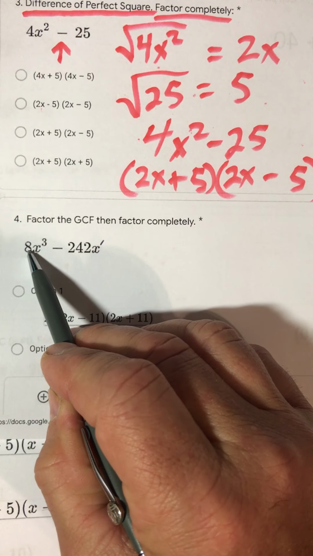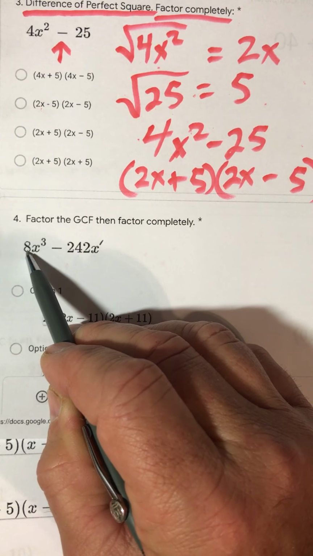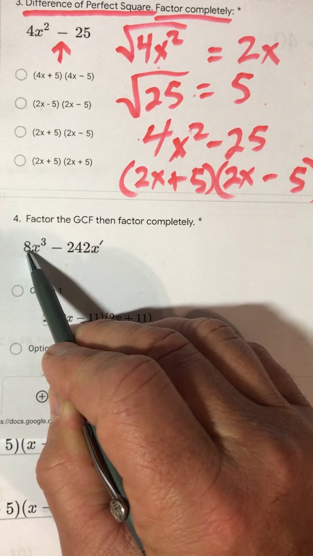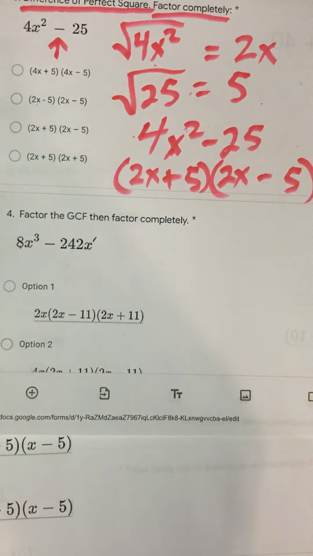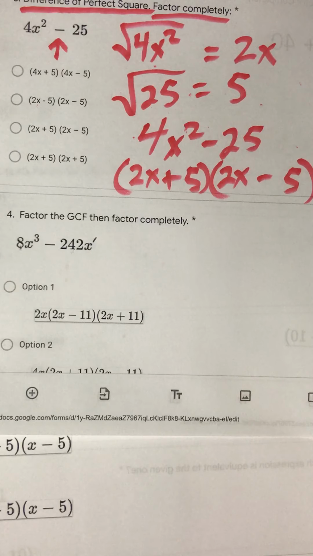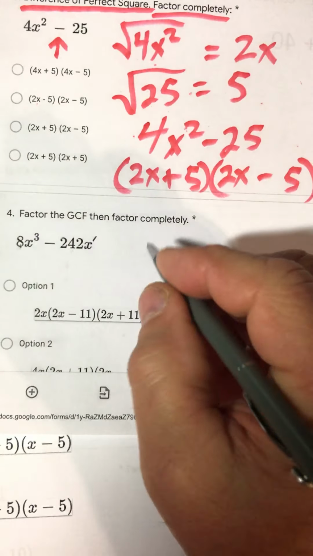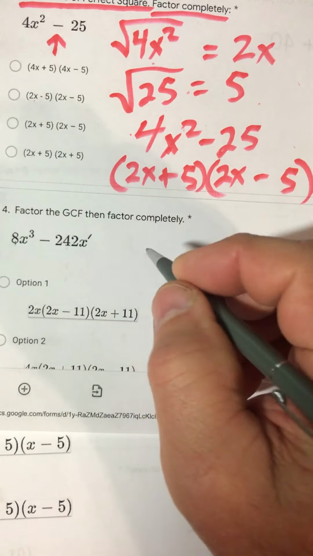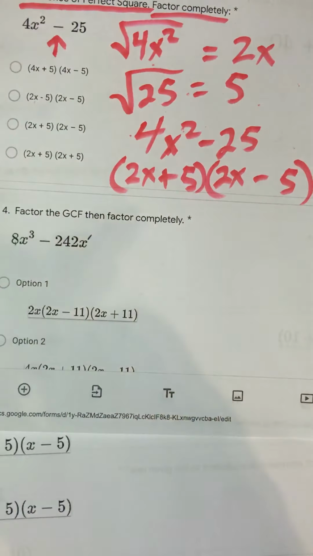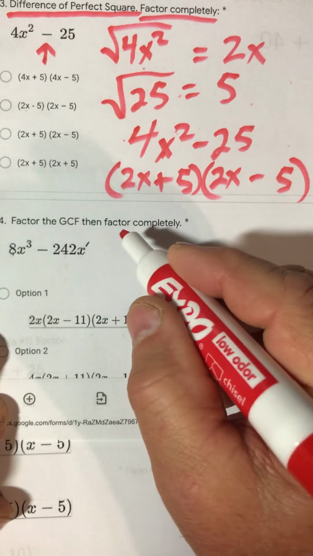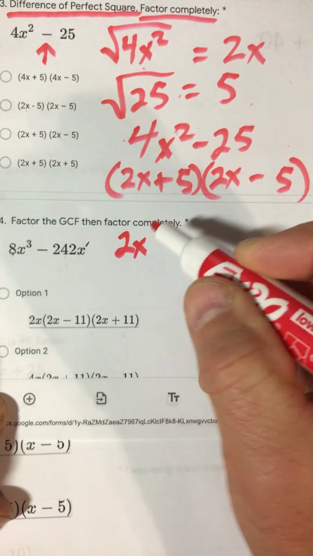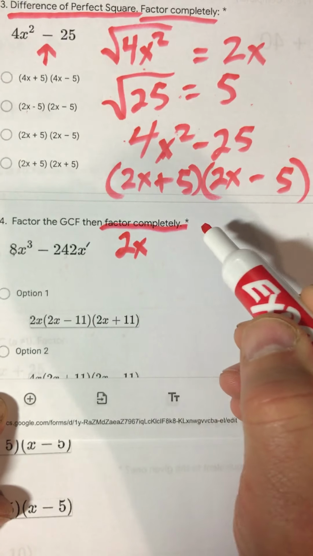So you keep going. Let's jump down to 2. We know 2 goes into 8, and we should know that 2 goes into 242, right? So 2 is our GCF, right? So the GCF is 2x. Then it says factor completely.